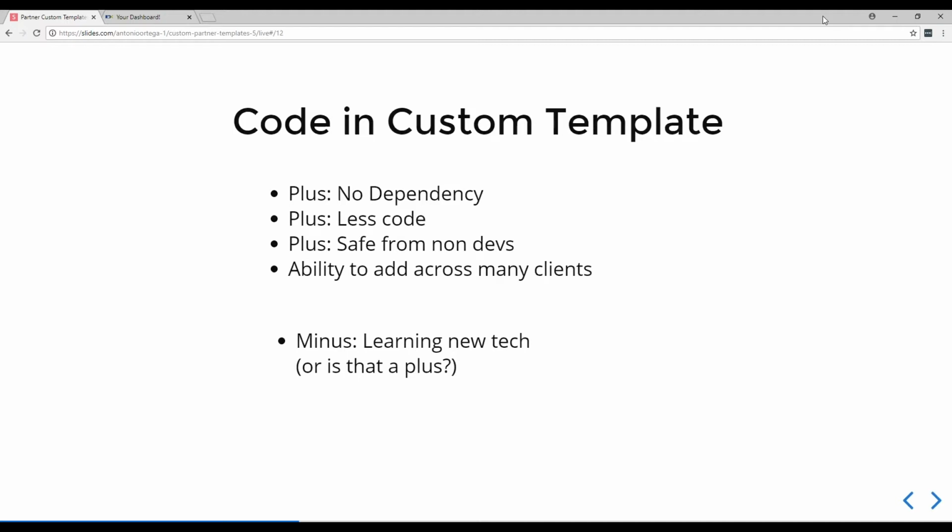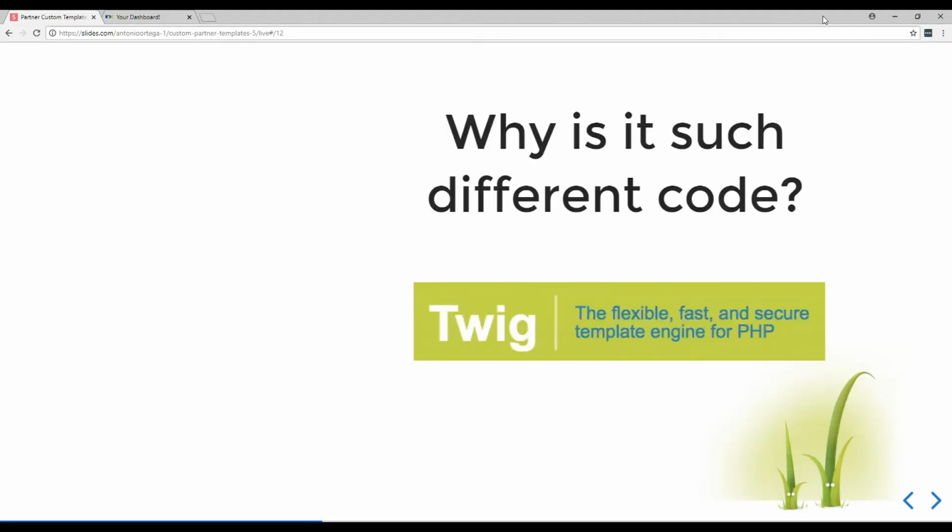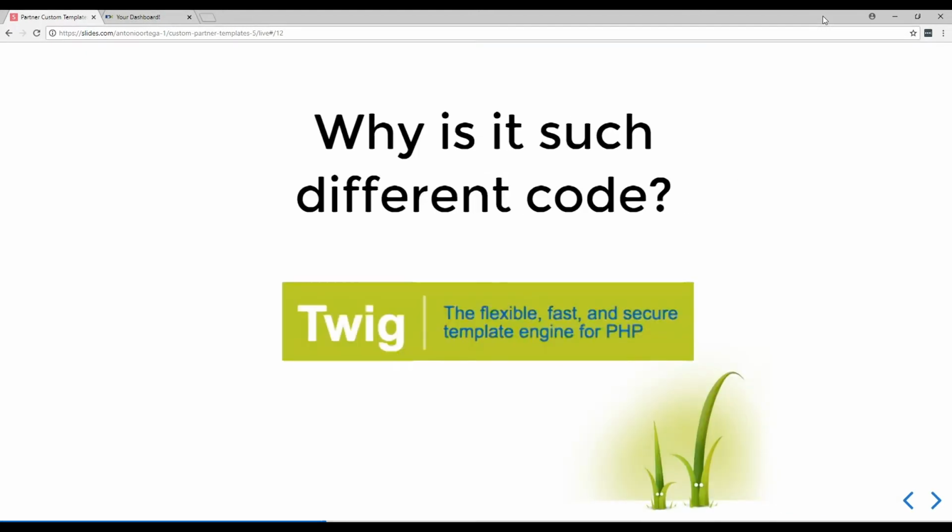I think that shows the difference between the two approaches. One of them is rewriting existing text on a page, and the other is writing it as the page is written, based on the information that's already there. So why is it such a different code? And that's because we use Twig.